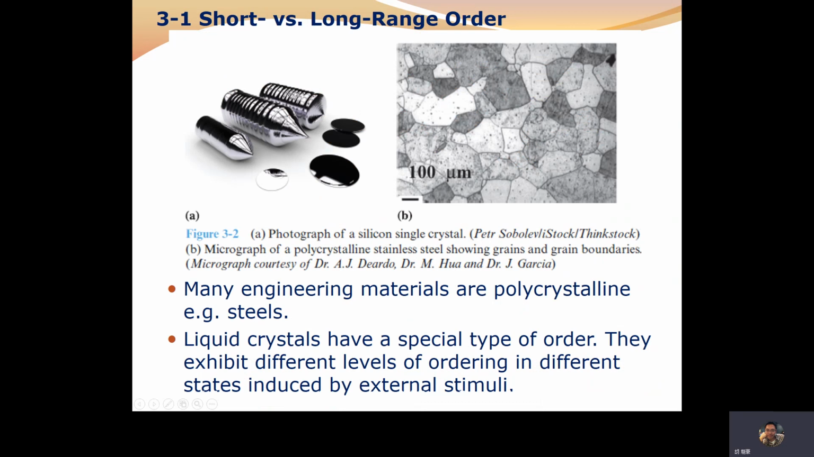Most metals are polycrystals. For example, the sphere shows stainless steel. It's polycrystal, and this is the grain size. The misaligned crystals form the grain, and here is the grain boundary.